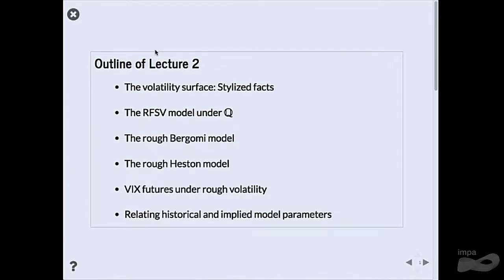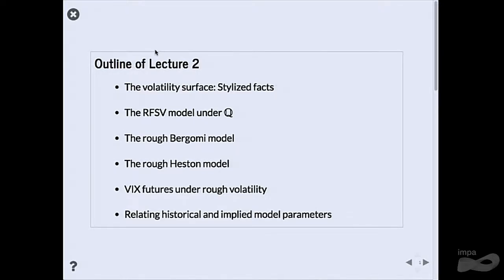First of all, we show some pictures of volatility surface. Then we look at the consequences for that model under P. We look to see how it should look under Q. Then we look at a very simple example of this, and we end up with a generalization of the Bergomi model, which is well known. Then in passing, I mention the Rough Heston model, another rough volatility model that we've been talking about at reasonable length during the questions.